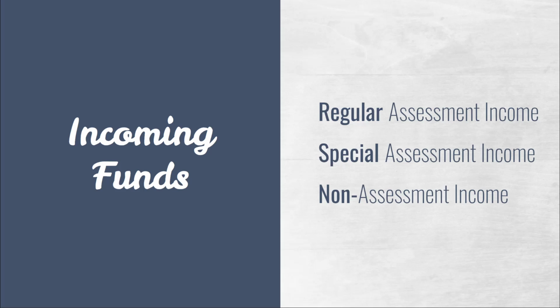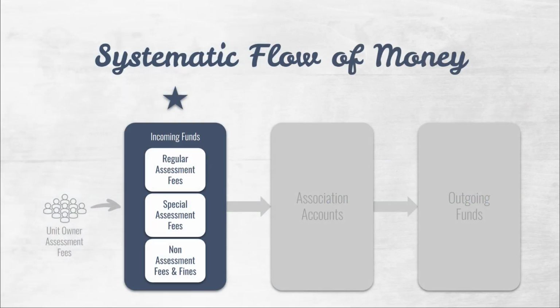Let's look at where incoming funds fit into the overall flow of money in our association. As we can see, they are the starting point. The money coming into the association accounts from all owners. From there, the money flows out to cover various expenses, which we'll discuss in more detail later.